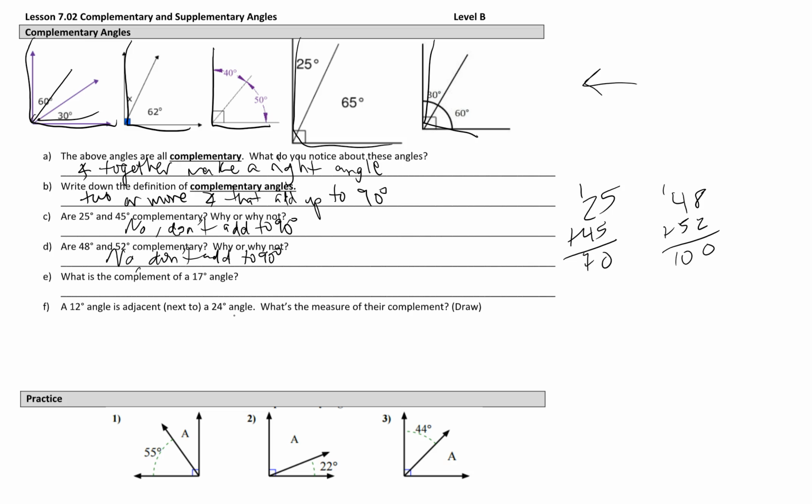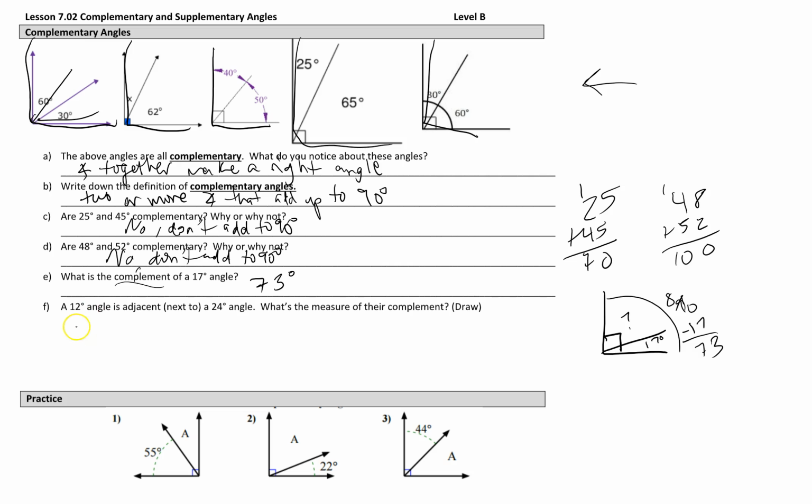Okay, the next one, part E, says what is the complement of a 17-degree angle? Complement, hopefully you can see, looks a lot like complementary. Basically this is saying if we have angles that we know are complementary, so we know that they make this right angle, and one of them is 17 degrees, what's this other piece? So if we know the total is 90, and we already have a 17, we can subtract that 17 out. And we can see that we're left with 73 degrees.